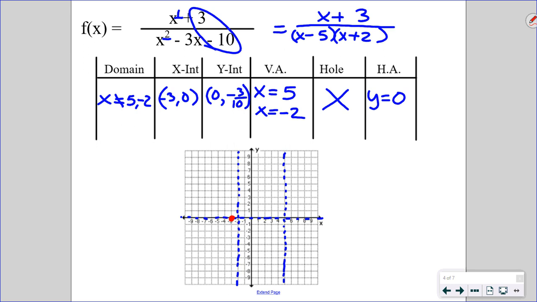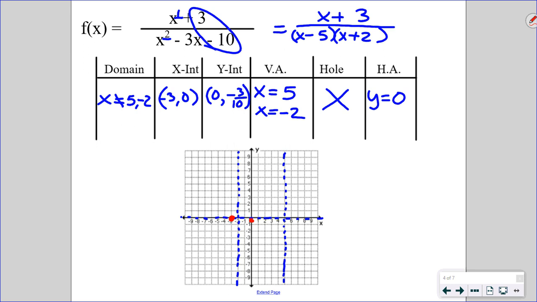Okay, our y-intercept is (0, -3/10). So I'm just going to have to kind of guesstimate where that point is going to fall. Now, this is an example of a graph where we're probably going to have to plot some additional points because I'm not really 100% sure what's happening here.